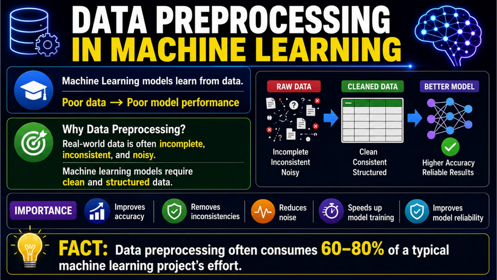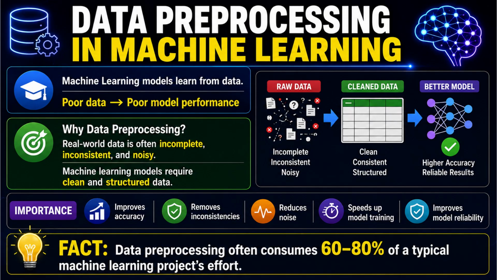Now let's go to data preprocessing. Machine learning models learn from data. So poor data, including before data preprocessing, means poor model performance. If you have raw data that is incomplete, inconsistent or noisy, and you clean it, then you get a better machine learning model, higher accuracy and reliable results.